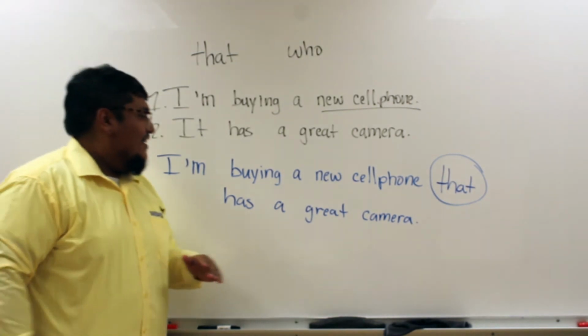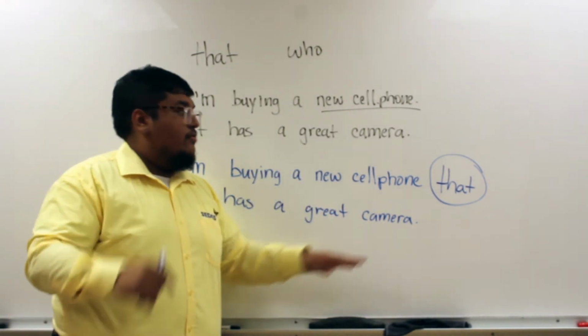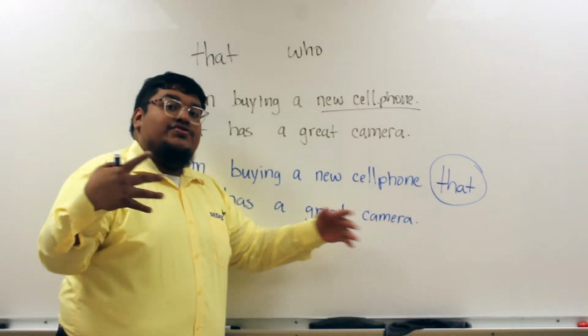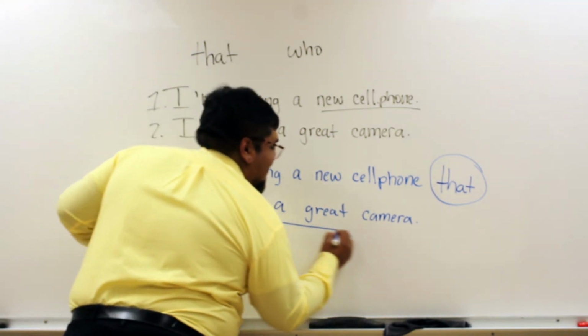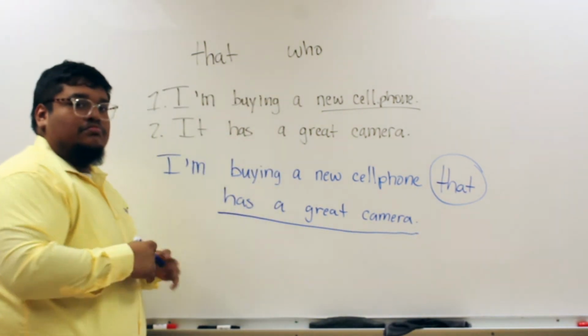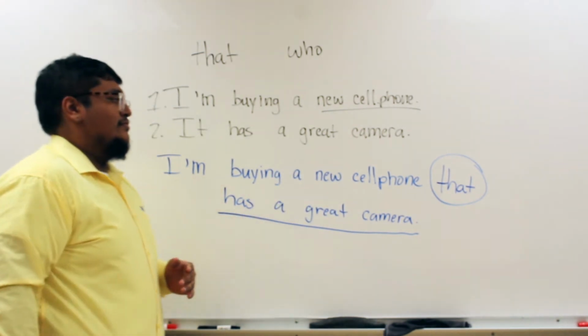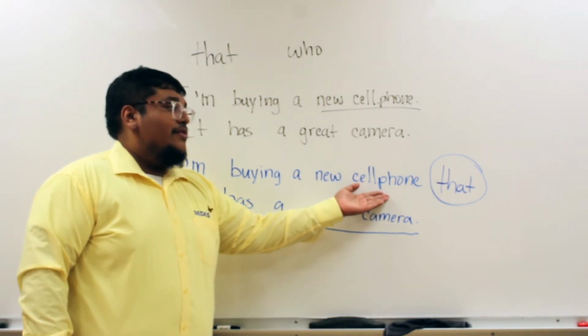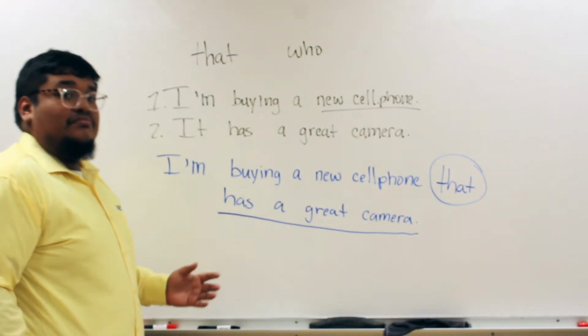Perfect. Okay? So in this sentence, they're saying, I'm buying a new cell phone. And remember, the word that is going to add in our adjective clause. What is our adjective clause? Has a great camera. Because remember, it describes the new cell phone. Cell phone is an object, so we're using the word that. Pretty simple.